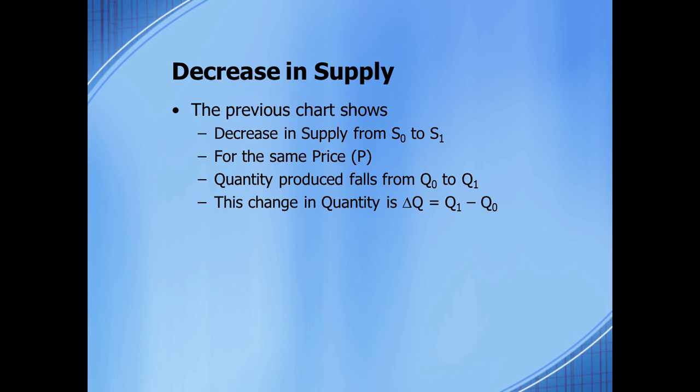With a decrease in supply, again we can see the decrease in supply is from S0 to S1, the first change, for the same price, which is P, and the quantity produced falls from Q0 to Q1, and the change in this quantity is referred to as delta Q.